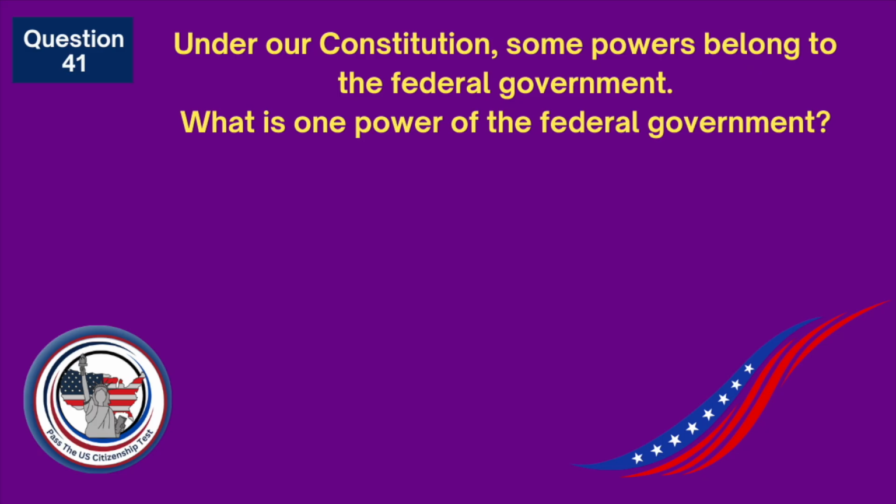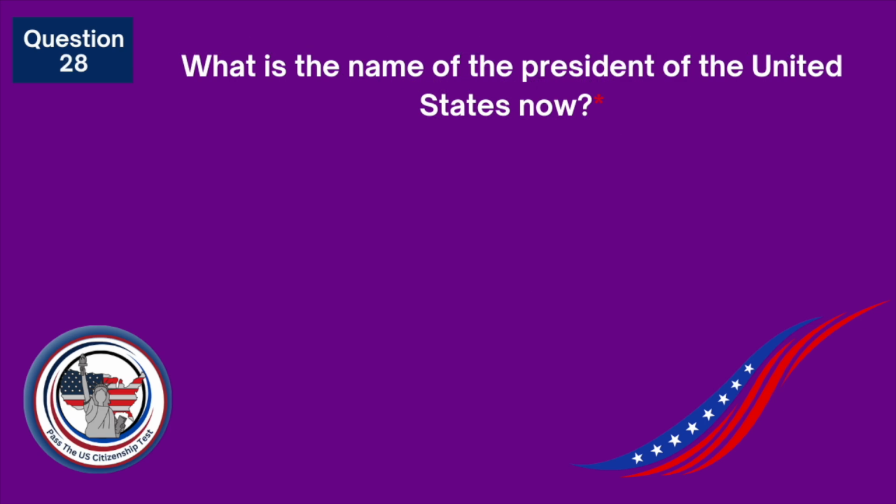Under our Constitution, some powers belong to the federal government. What is one power of the federal government? To print money. What is the name of the President of the United States now? Donald Trump.